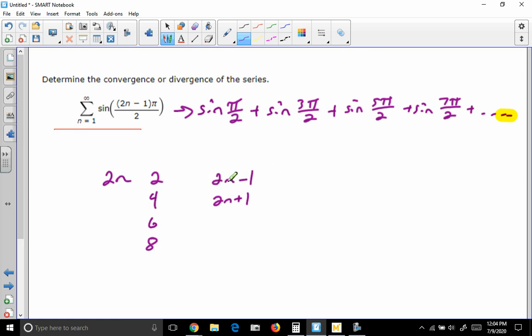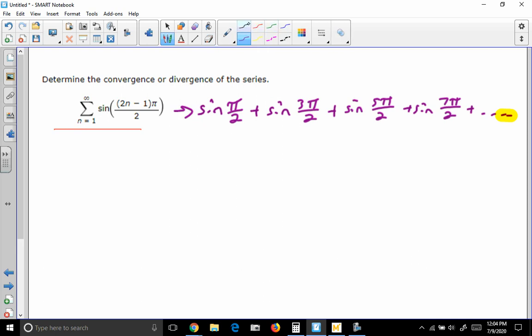If n is 1, 2n, or 2 times 1, is 2. The number before 2 is 1. Any number we put in, when we double it, gives us an even. If we either subtract 1 from an even or add 1 to an even, we're going to be at an odd number.